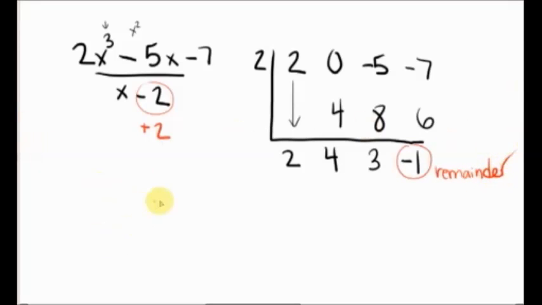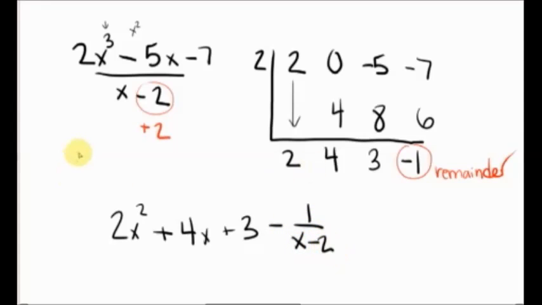And you'll write that as 2x squared plus 4x plus 3 minus 1 over x minus 2. And that is your answer.